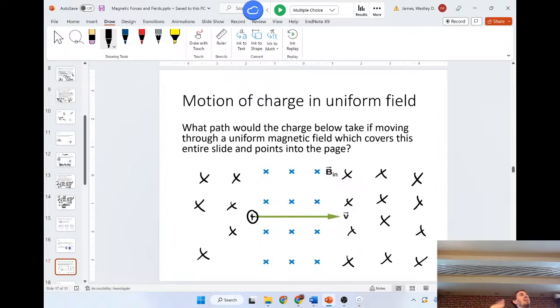Get out your trusty right hand. Again, if you don't like your right hand, you're welcome to use your left hand, but the answer will be opposite. So, velocity is to the right, so my fingers go to the right. My magnetic field is into the page, so I need my fingers to curl into the page. I need to be able to turn them so they go into the page. And your thumb points up. So, at this time, it's going to experience a force up.